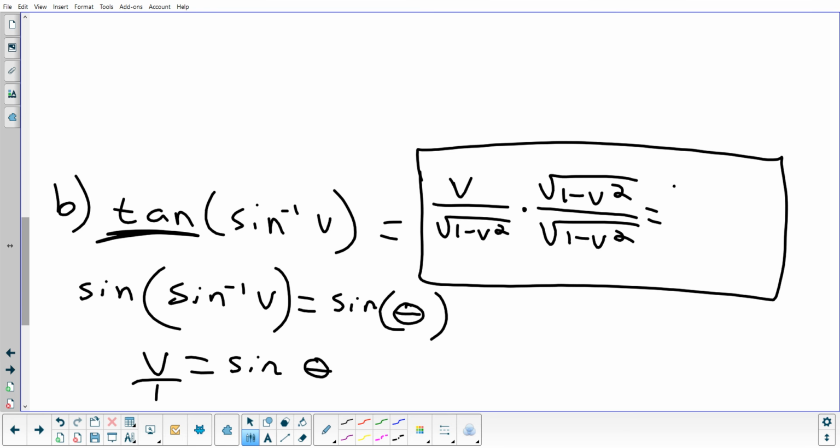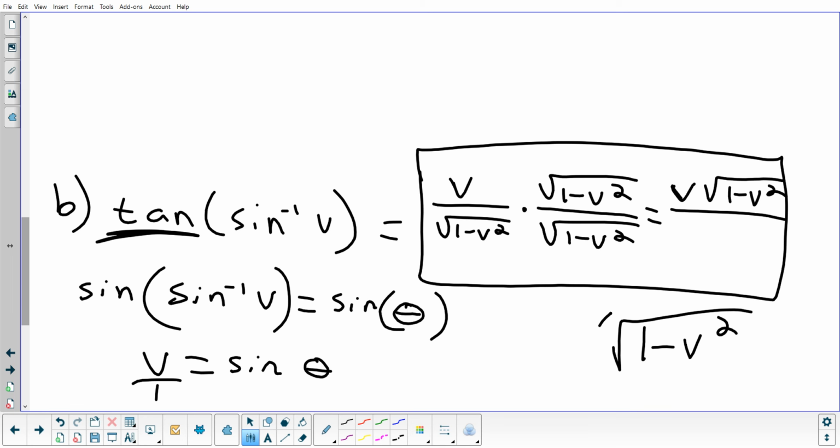That's going to give you v square root 1 minus v squared at the top. And what will that give me in the bottom? Yeah, 1 minus v squared. Essentially it's going to give me this. You're squaring the square root of 1 minus v squared, so it gives you 1 minus v squared. And that's your final answer.